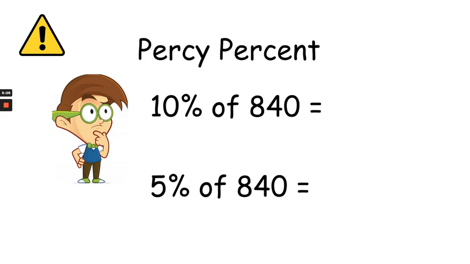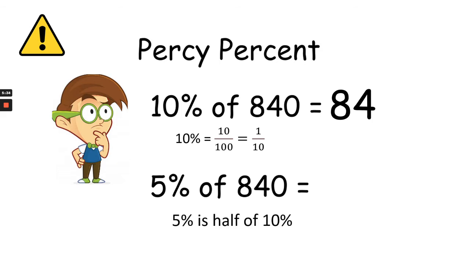All right, let's see how we got on. 10% is equal to 10 hundredths, 10 out of 100. And that simplifies to 1/10. If we're looking for 10%, we can find 1/10. 1/10 of 840 is 84.